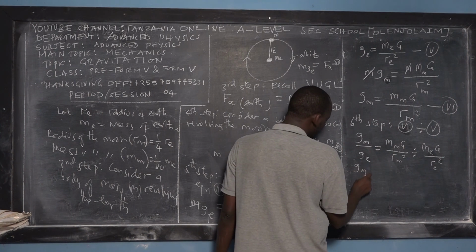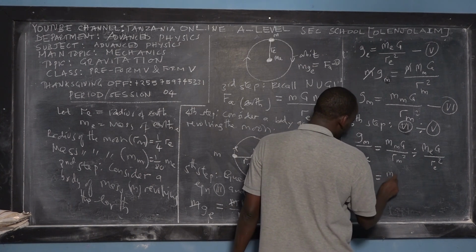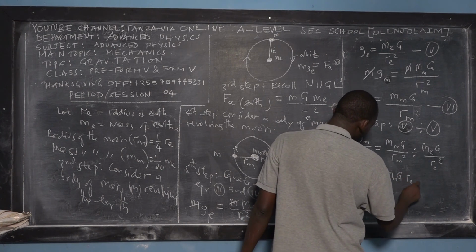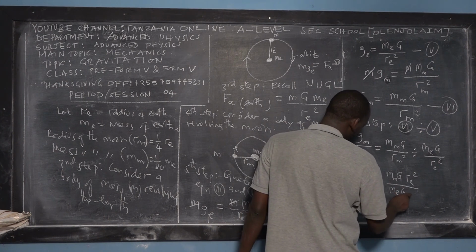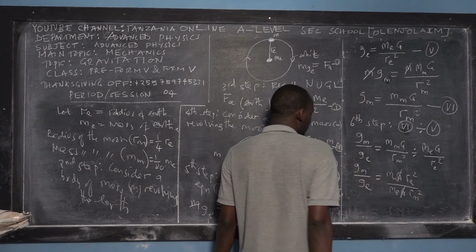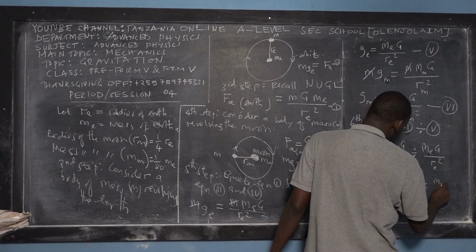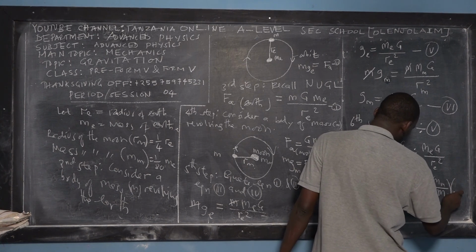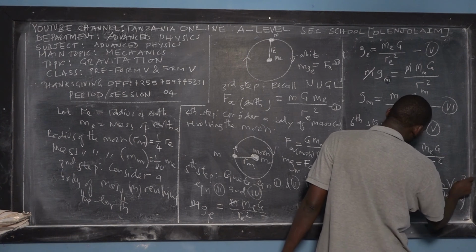So if that's the case, you say that the acceleration due to gravity of the moon over that of the Earth is equal to what? It is equal to the mass of the moon times the gravitational constant, over the radius of the Earth squared, divided by the mass of the Earth times the gravitational constant, over the radius of the moon squared. So the universal gravitational constants cancel. So for that case, we say the mass of the moon over the mass of the Earth, and then the radius of the Earth over the radius of the moon, squared.